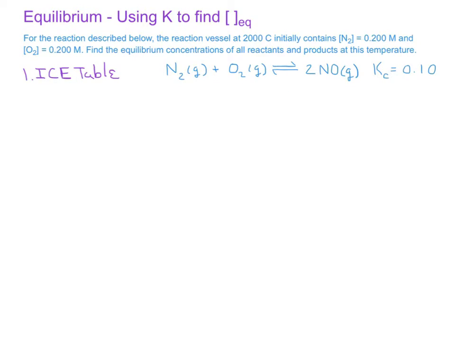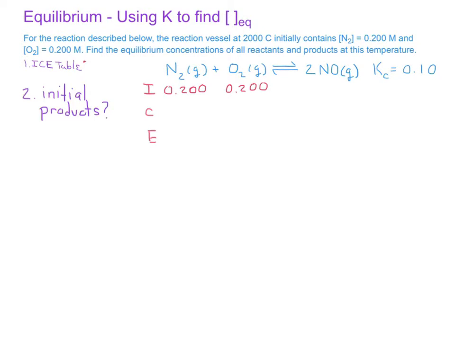The first thing we'll want to do is prepare an ICE table. And we can continue by filling in the initial values that are given to us. We can then use our assumption about the amount of initial products that we have. Since it's not specified in the given problem, we can assume that the initial concentration of NO is 0 because the reaction has not started yet.